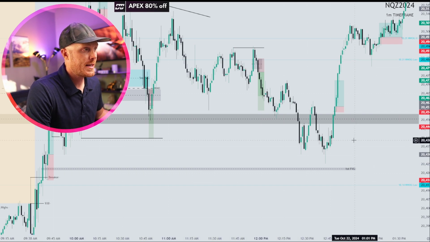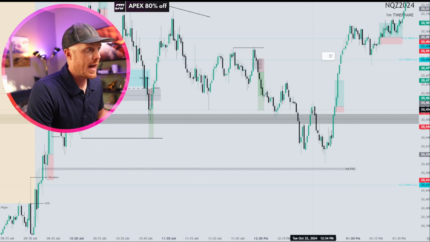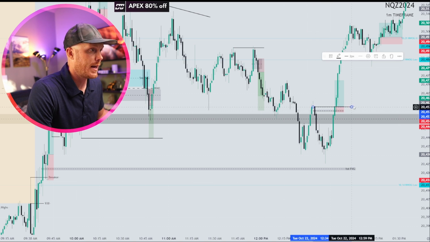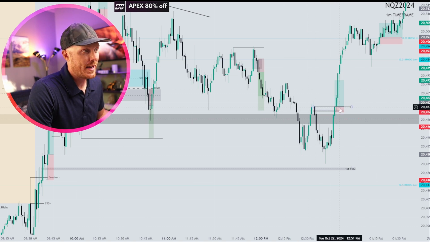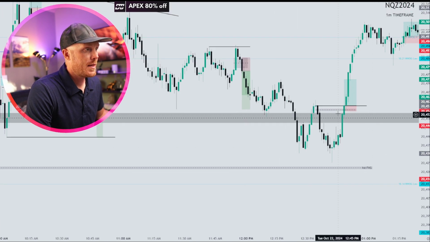So a couple things happened: we had an inversion fair value gap after this, which was right here, and it also was the breaker. This was a breaker as well, and you can see that the breaker played out. It didn't come back down into it, but it bounced off that very, very quickly. And there would have been two trades that I would have taken.